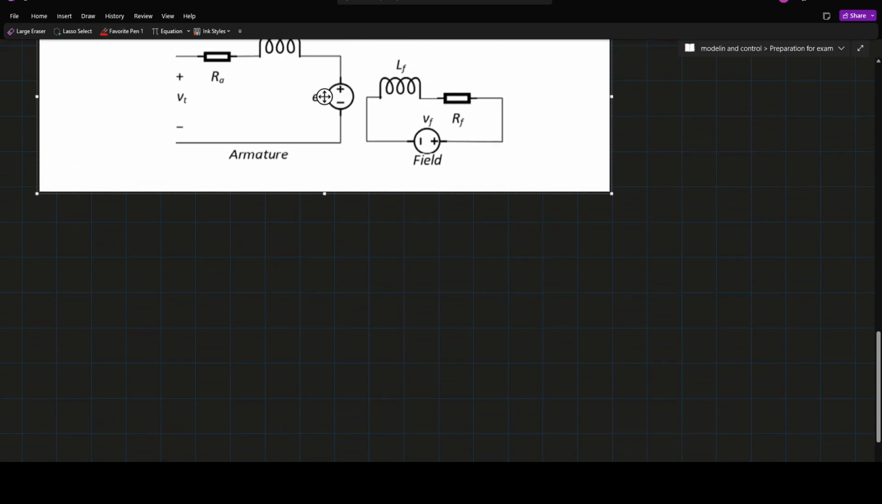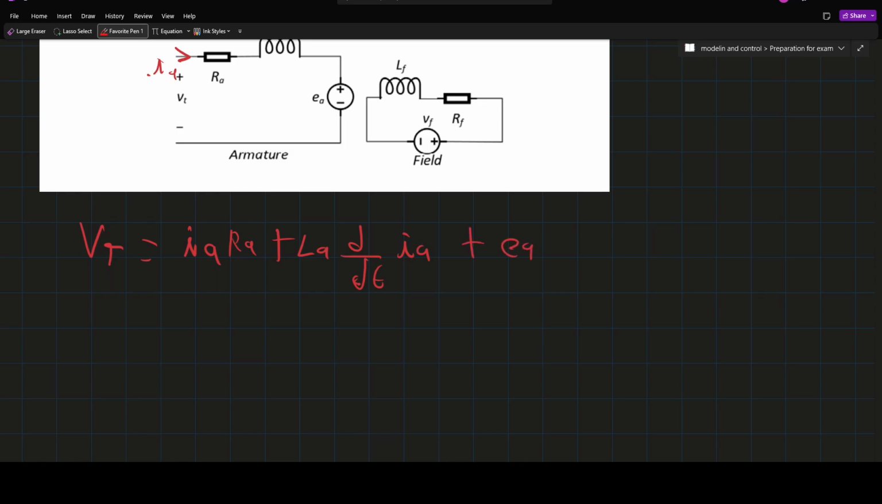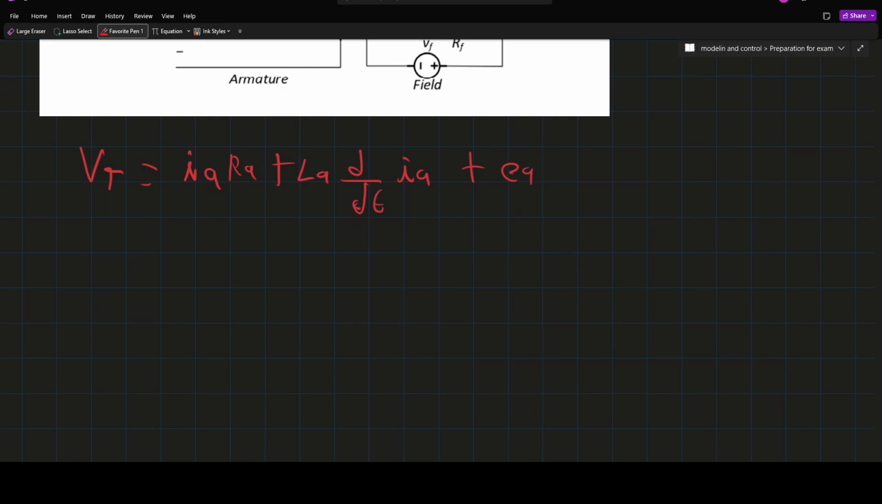Okay, so if we do what we have always done about the loop in the voltage loop, we're going to have that the terminal voltage is IA, the current in the armature, times our resistance in the armature, plus our inductance, so our voltage in the inductor, plus EA. We've seen before that EA is equal to a constant that we're going to call Ka, phi, omega.